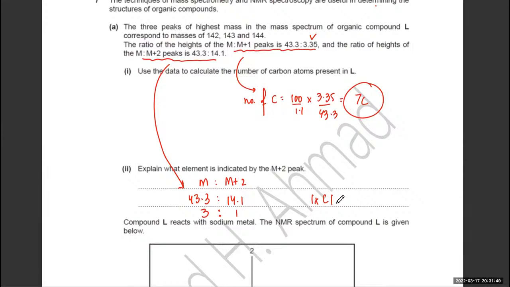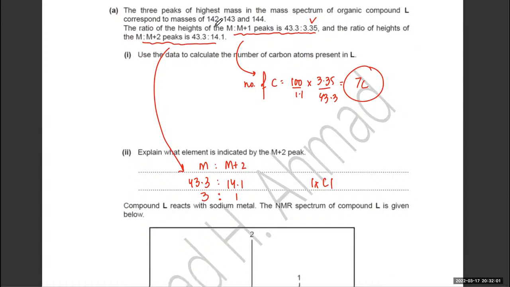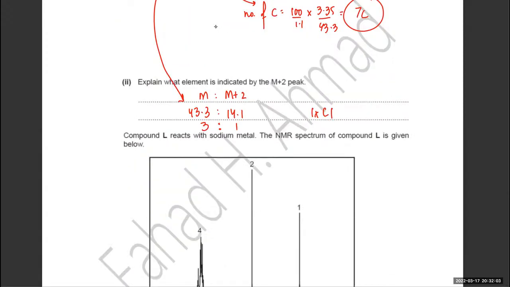Yes. Then the next thing is the molecular ion peak, the highest mass in the mass spectrum. It's 142, 143, and 144, because of the isotopes. I'm going to take the lighter one, 142. So whatever this molecule is, it's got 7 carbon atoms, 1 Cl, and its total mass is 142. This is some information that I have.